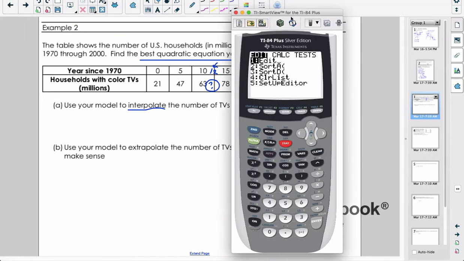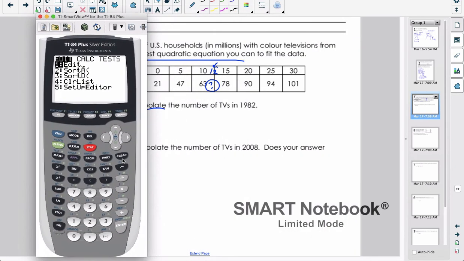So you can go and type in all this data. All right, enter. So I'll need to go up here and clear. Don't press delete or it'll delete the whole list. Clear. And then we have the numbers 0, 5, 10, 15, 20, 25, 30. Okay, and then we have 21, 47, 63, 78, 90, 94, 101. Okay, got them all in there. Make sure they're all correct or your whole model will be wrong.